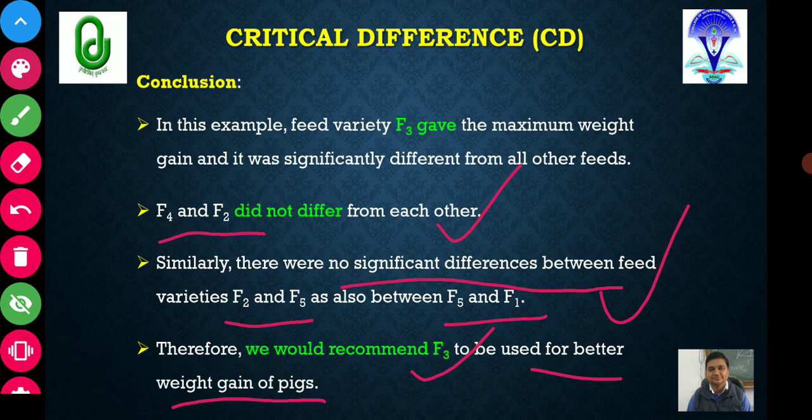You do the analysis in CRD, you get an F value significant at the 5% or 1% level. Then to know which mean is different, you have to calculate the CD value, that is the critical difference value. And with that value, you have to compare it with the difference between the means. And then you have to conclude which means are significantly different and which means are not significantly different.